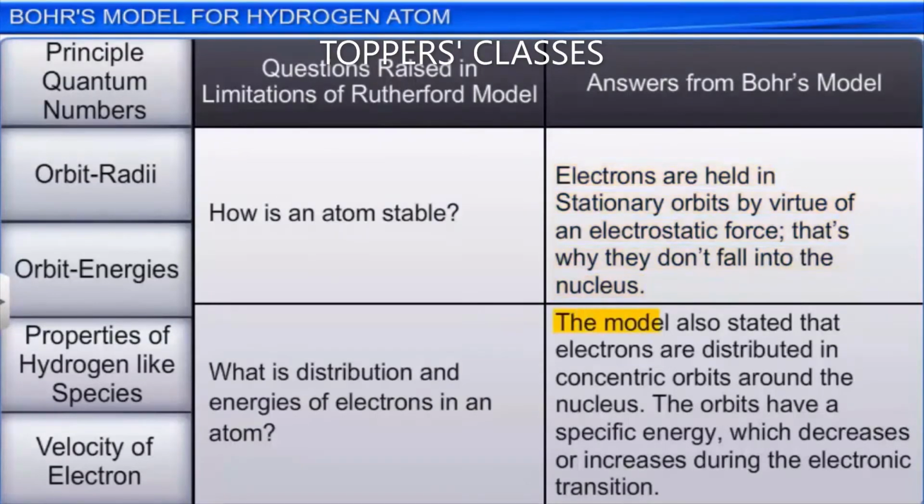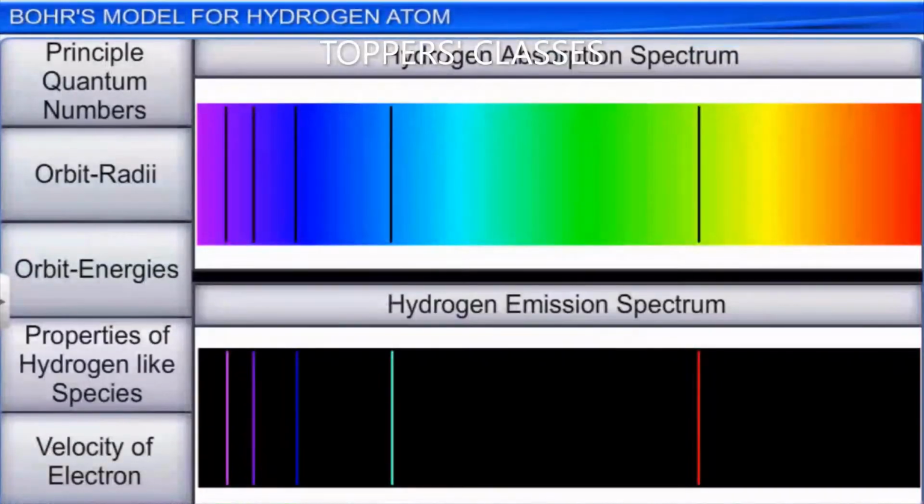The model also stated that electrons are distributed in concentric orbits around the nucleus. The orbits have a specific energy, which decreases or increases during the electronic transition. In addition, it helps to quantitatively explain the emission and absorption line spectrums of hydrogen and hydrogen-like species.